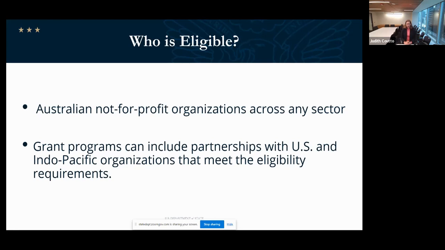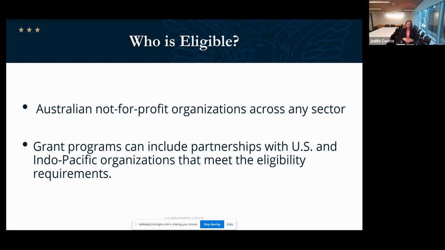So now we can move on a little bit to more of the nuts and bolts of the grants program. Who is eligible for a grant? Well, Australian not-for-profit organizations. They can come from any sector. Unfortunately, we cannot write a grant to a for-profit entity.